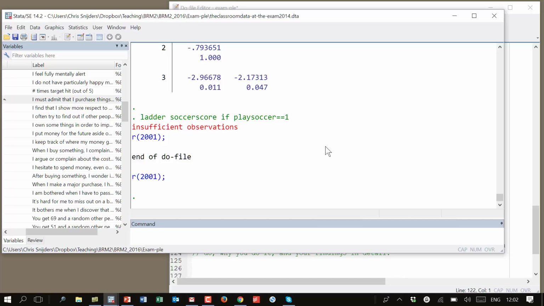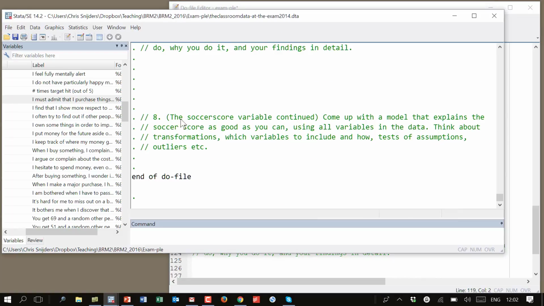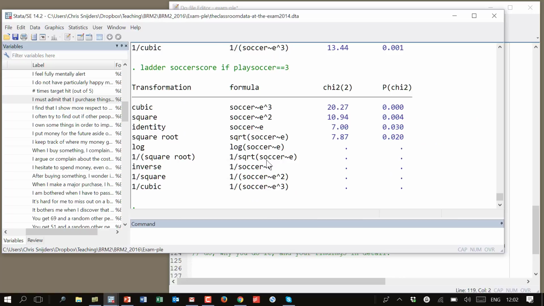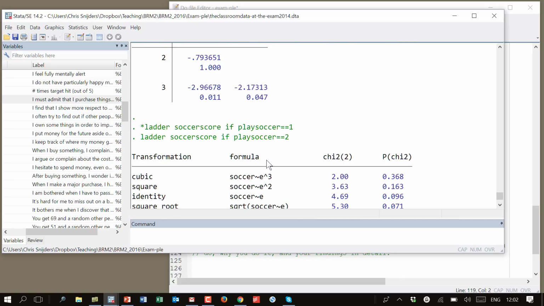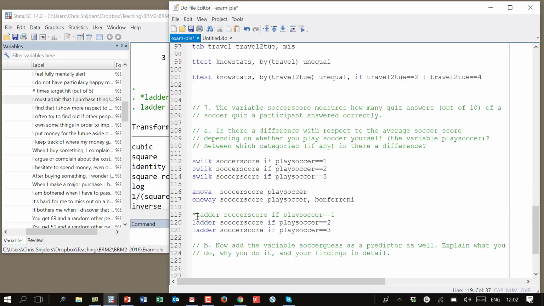So we have a soccer score if play soccer equal to 1. Now why could that happen? Well, for now, let's just assume it away, and let's see if this also happens for the other ones. Now, there it does work in the sense that we at least do get some output. So the nastiness happens for that first play soccer variable. What might be going on here?